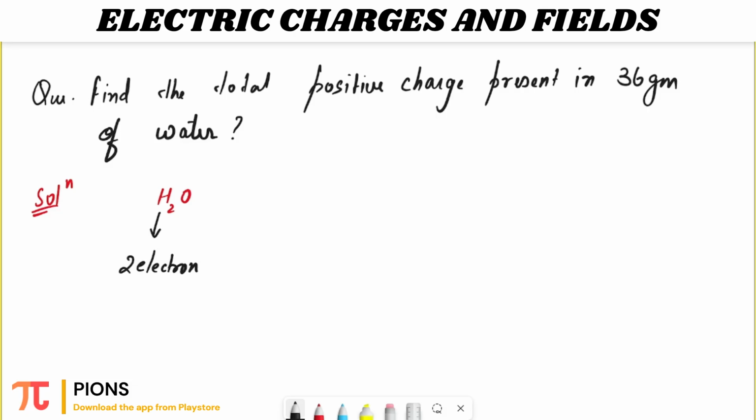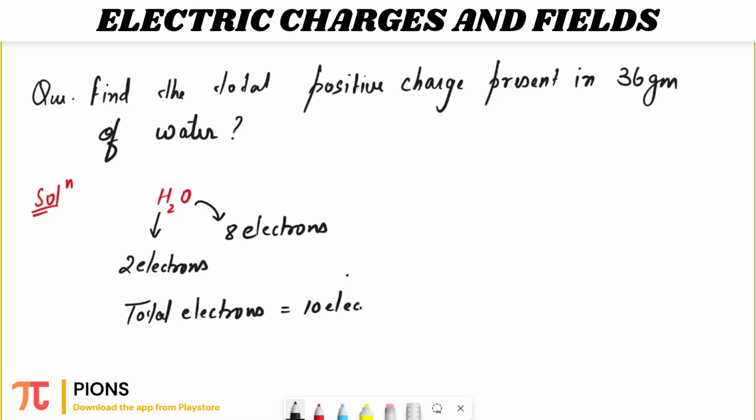And what about the oxygen atom? The oxygen atom contains 8 electrons. Be very careful: oxygen is a single atom while hydrogen atoms are 2, which is why 2 electrons. So the total electrons present will be 10 electrons in each molecule. Now we don't know how many molecules are there, so first of all we will find the molecules.